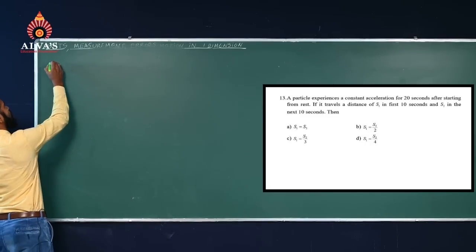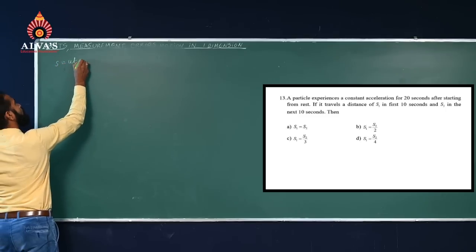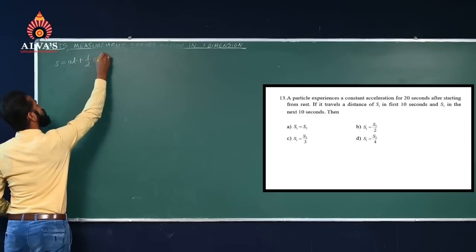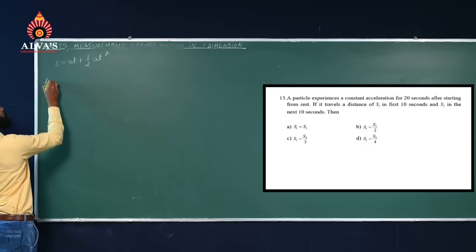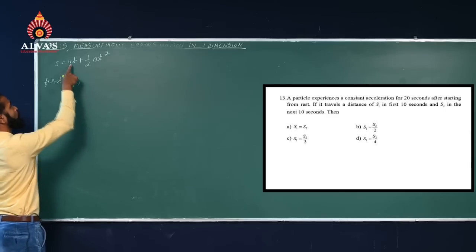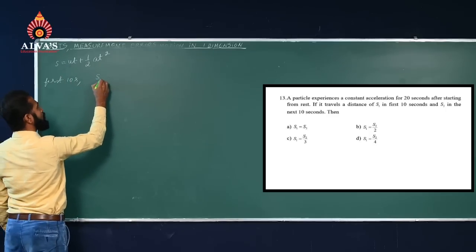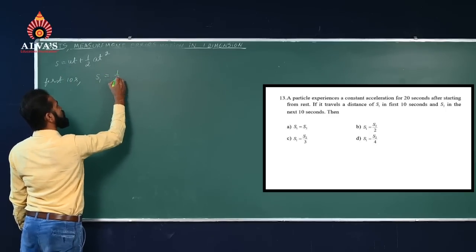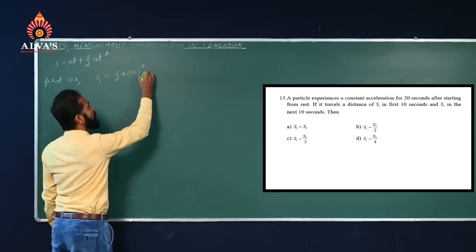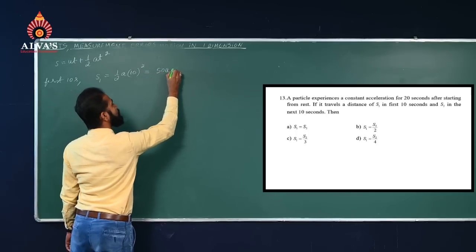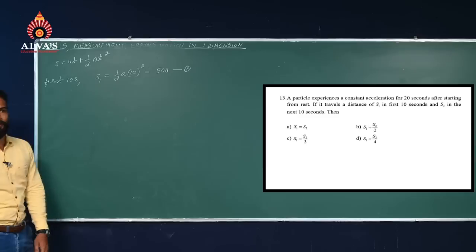Now let us use the formula s is equal to ut plus half a t squared. Out of the entire motion, only 2 parts are considered. The first part is 10 seconds, the next part is also 10 seconds. So consider the distance traveled in the first 10 seconds. u is anyway 0, it starts from rest. I'll take that distance as s1, which becomes half a into 10 squared. So that will become totally 50a. Take it as equation number 1.